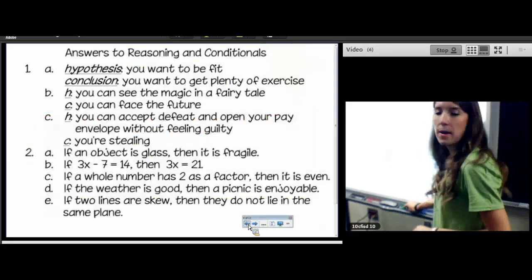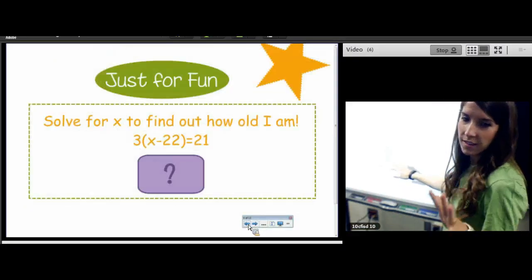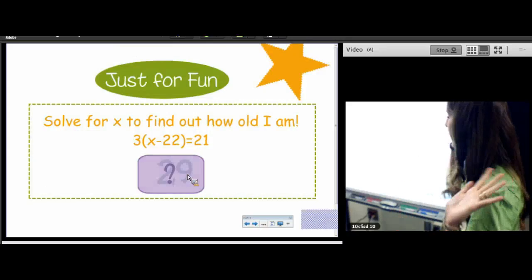Oh, did you see how old I was? Did you solve for X? It's not that exciting. Woo!